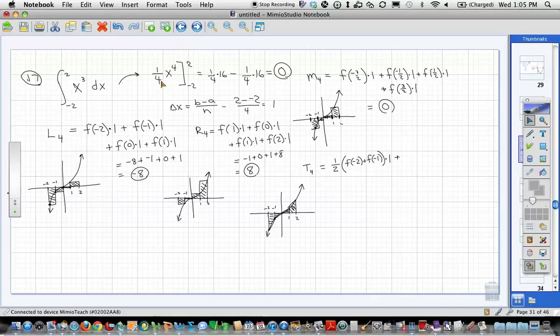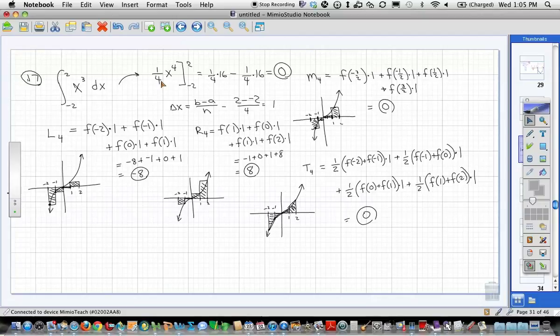Plus 1/2 (F of -1 plus F of 0) times 1. This is what our trapezoid formulas look like because the function values are those bases, those parallel bases. Plus 1/2 (F of 0 plus F of 1) times 1, and then plus 1/2 (F of 1 plus F of 2) times 1. As you look at that, because of the symmetry, again, we get 0. But normally we would have some calculating to do there to get those values.